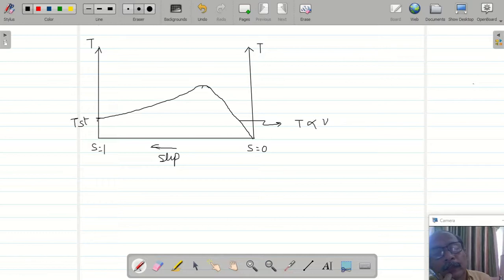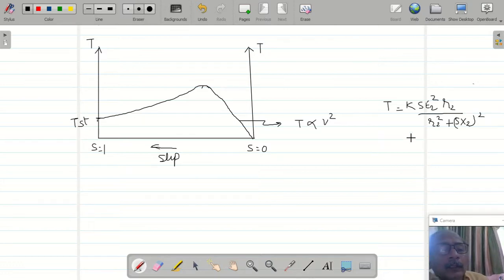T is proportional to V square. We know, okay, because we know torque equal to what? Torque equal to K S E2 square R2 upon R2 square plus SX2 whole square. So everything, R2 is constant, everything is constant, T is proportional to V square. Now as you increase the voltage, what will happen? If you increase the voltage, nothing will change, only this maximum torque. So you will get this condition.